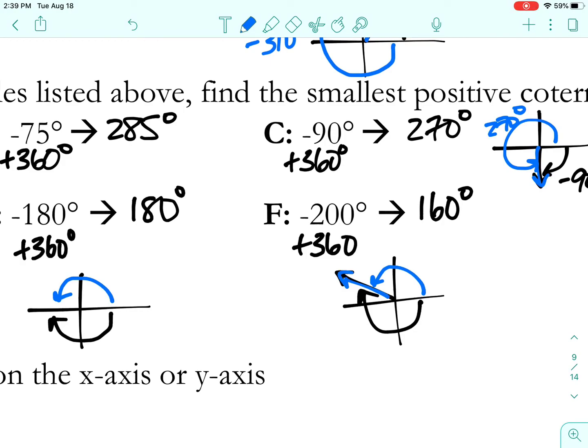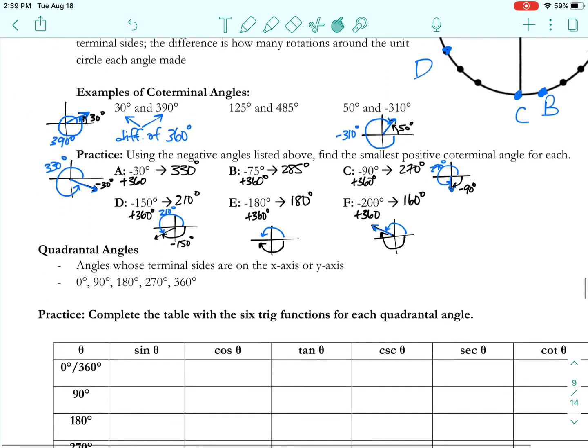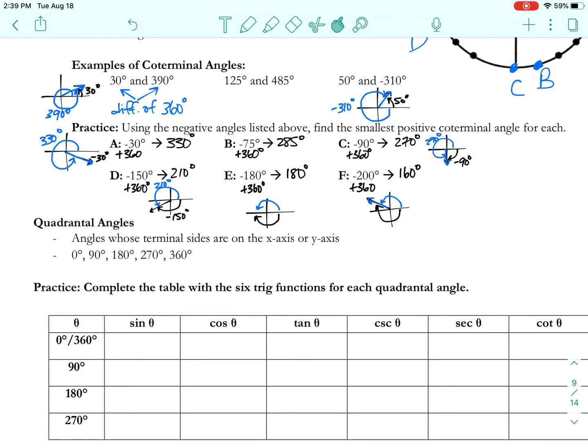So that's that. Let's talk about quadrantal angles. These are angles whose terminal sides end on either the x-axis or the y-axis. So we are talking about an angle that starts and ends here, that's 0 degrees or 360. What about an angle that starts or ends right here on the y-axis? So that's an ordered pair that we've talked about in the past. Here's another one, here's another one. These are called quadrantal angles. Here's what they are: 0, 90, 180, 270, 360.